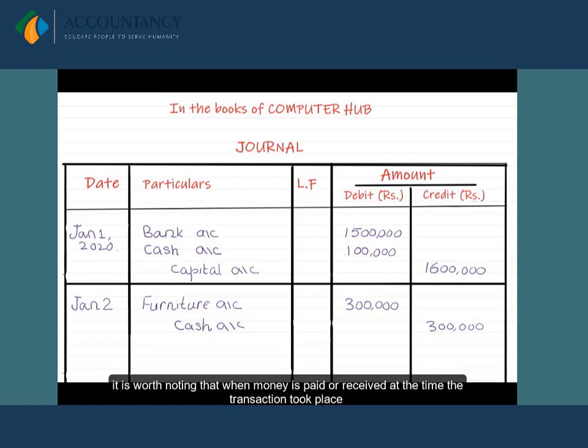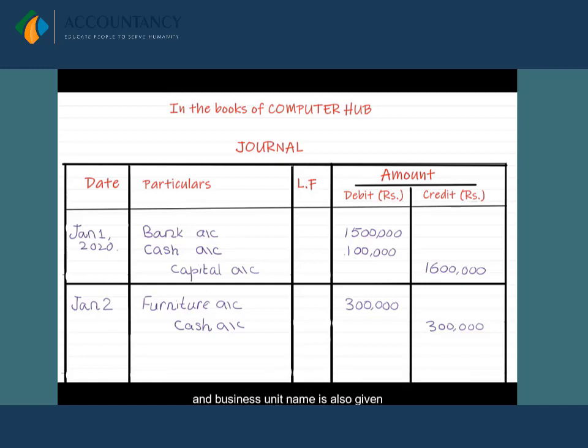It is worth noting that when money is paid or received at the time the transaction took place and the business unit name is also given, we don't have to mention the name of the business unit. We just pass journal entry with cash account or bank account.